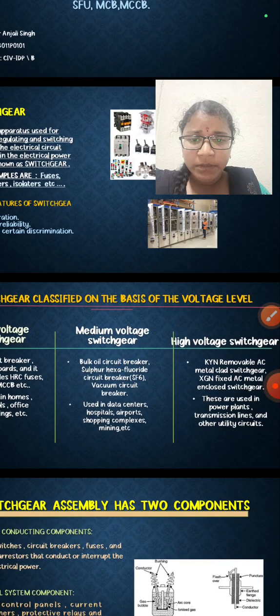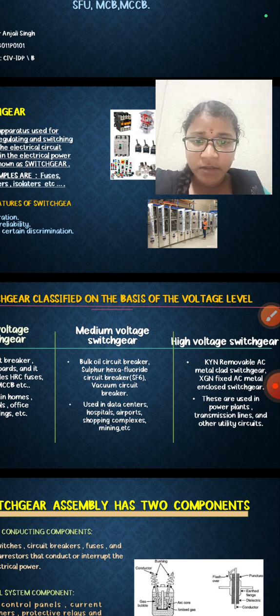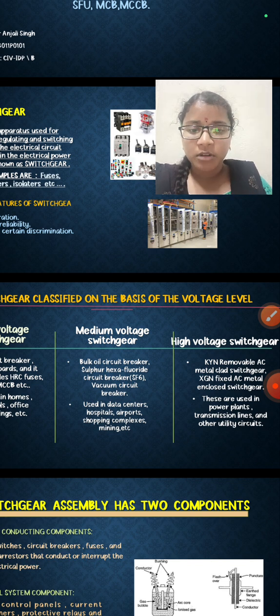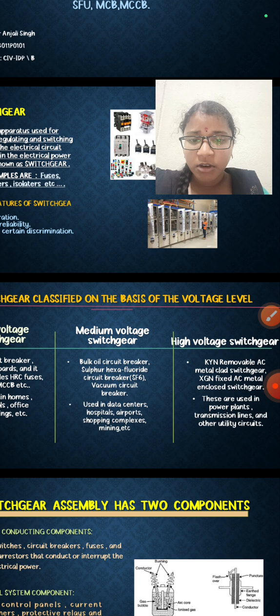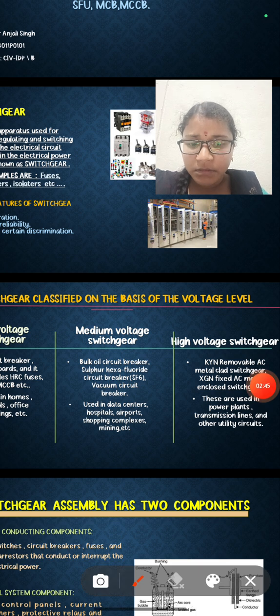Now see the medium voltage switchgear. Medium voltage switchgear comes under bulk oil circuit breaker, sulfur hexafluoride circuit breaker, which we call SF6 for short, and vacuum circuit breaker. It is used in data centers, hospitals, airports, shopping complexes, and moreover in mining. Here you can see mining.